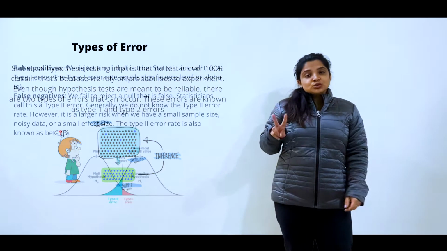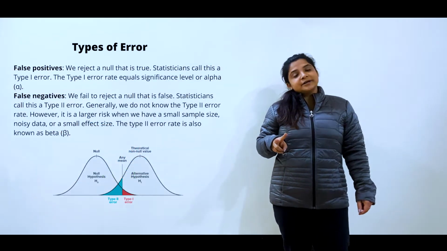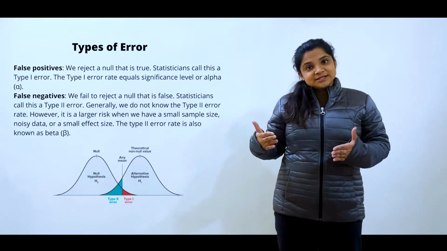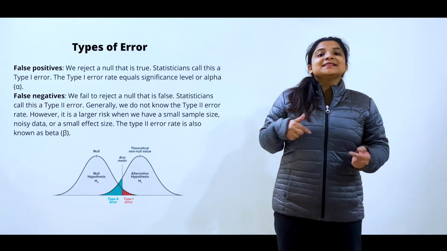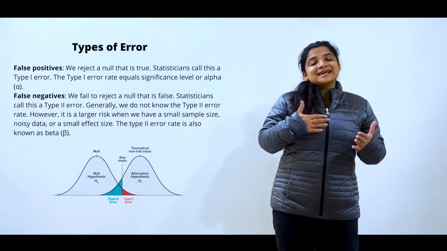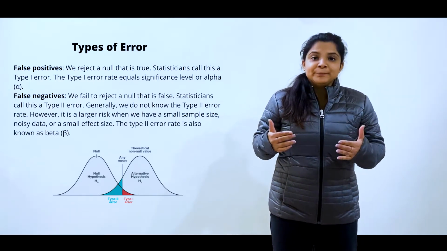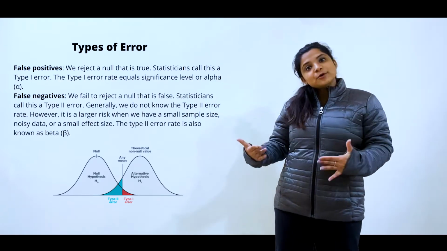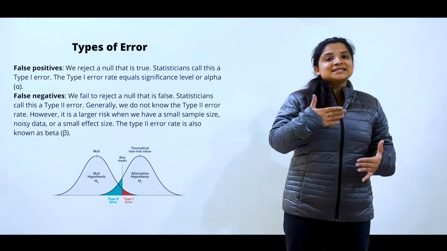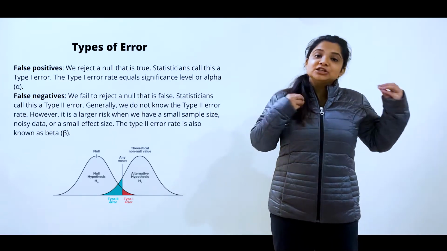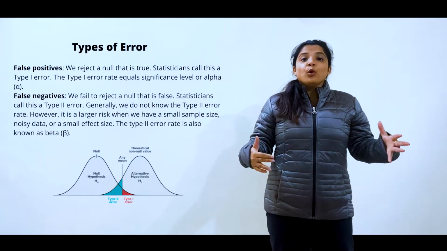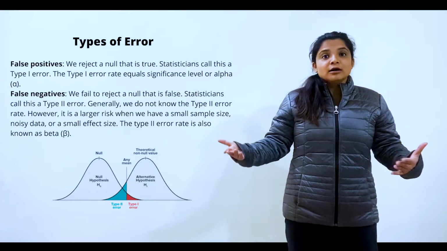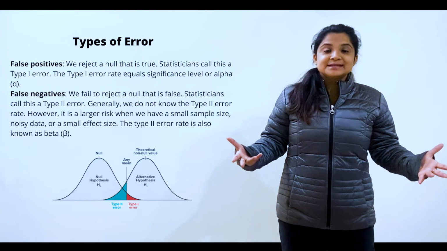Now, there are two types of errors that can occur in hypothesis testing. One is called false positive or type 1 error, and the second one is called false negative or type 2 error. I'll be quickly briefing you about these errors, and then later on we will be talking in great depth about what each of these errors means and what the consequences are if such errors occur when you are performing the hypothesis testing.